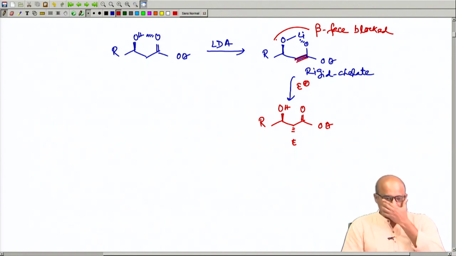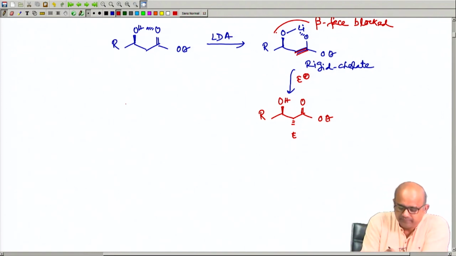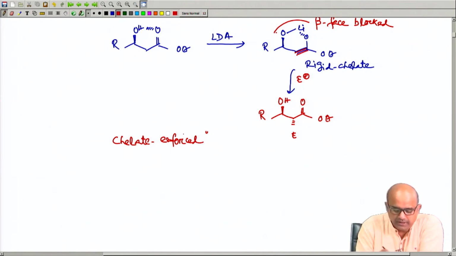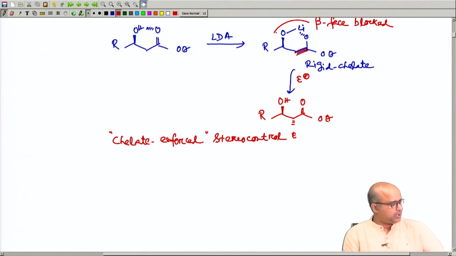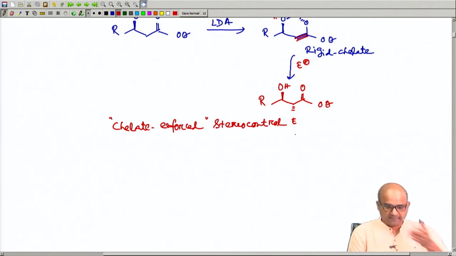You can eventually try to explain the drawing from a different perspective also, but this will serve your normal purpose. So, for a hydroxy acid or this kind of hydroxy ester, you can find that this chelate enforces stereo control. You can call it chelate-enforced stereo control, and such stereo control was pretty good, and you can have a predictable amount of selectivity for a series of compounds.